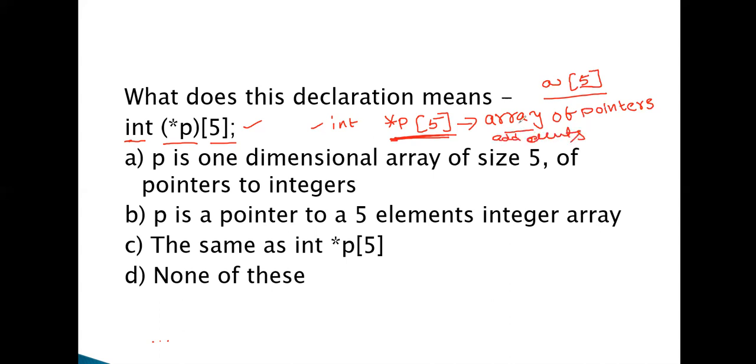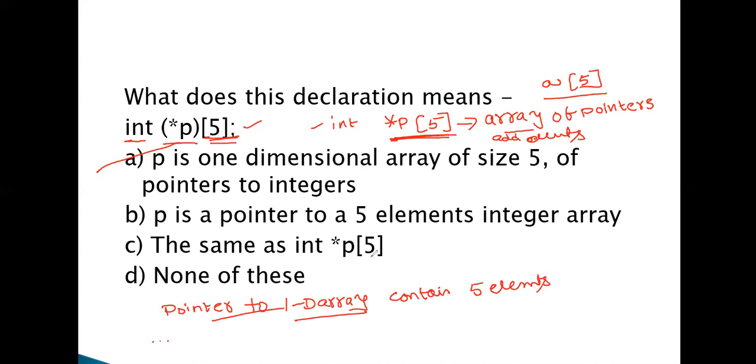Now coming to this one, int (*p)[5]. What is the meaning here? This is a pointer, a pointer to a one-dimensional array. Why? Because you are using one subscript. Simply, it is a pointer to a one-dimensional array, and that array contains 5 elements.